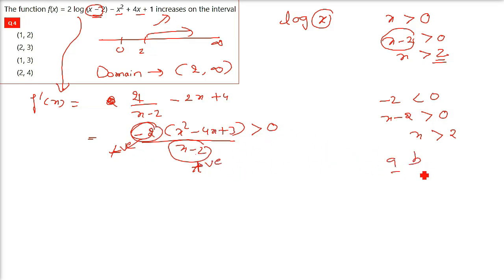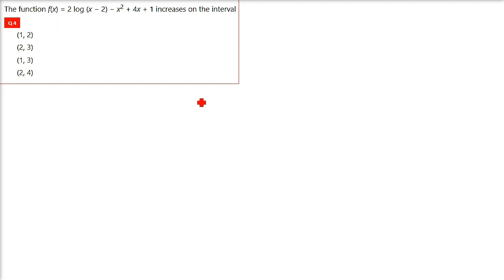We have 3 terms a, b, c. A is negative, C is positive. What should be B so that the whole multiplication and division becomes greater than 0? It has to be negative, because negative by negative is positive. So you need a negative value. That's what the discussion is all about. So we have x² − 4x + 3 should be less than 0. It should be negative.